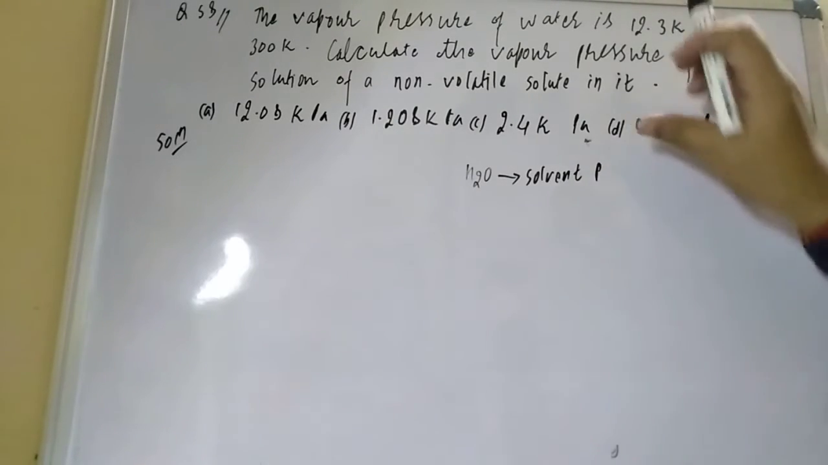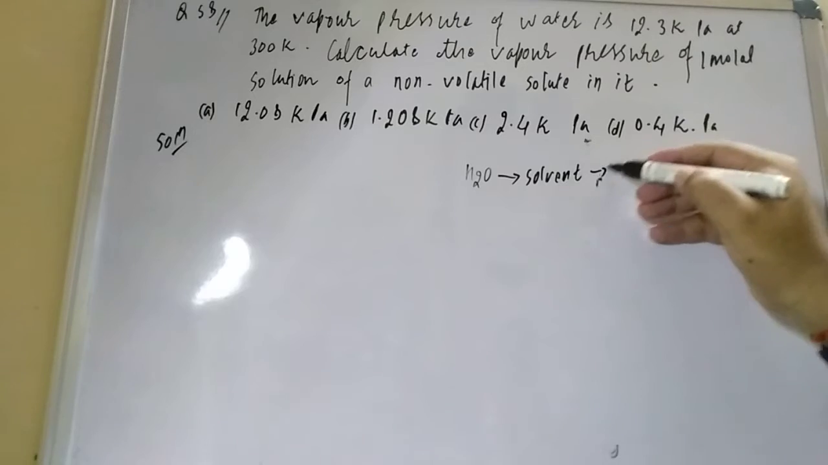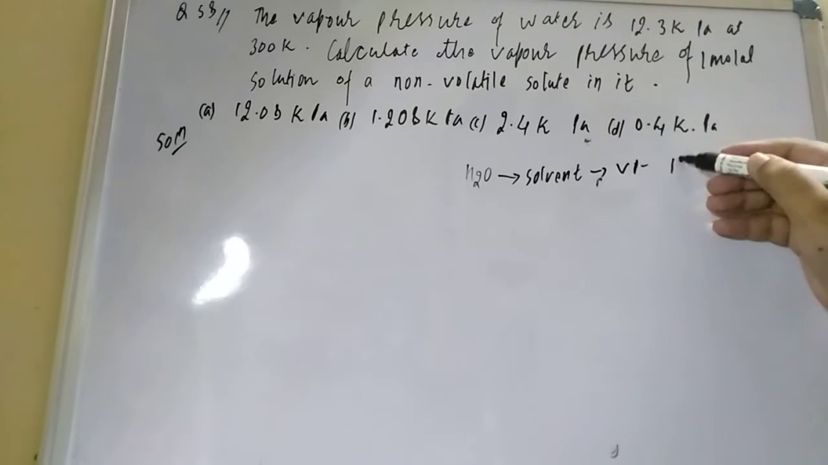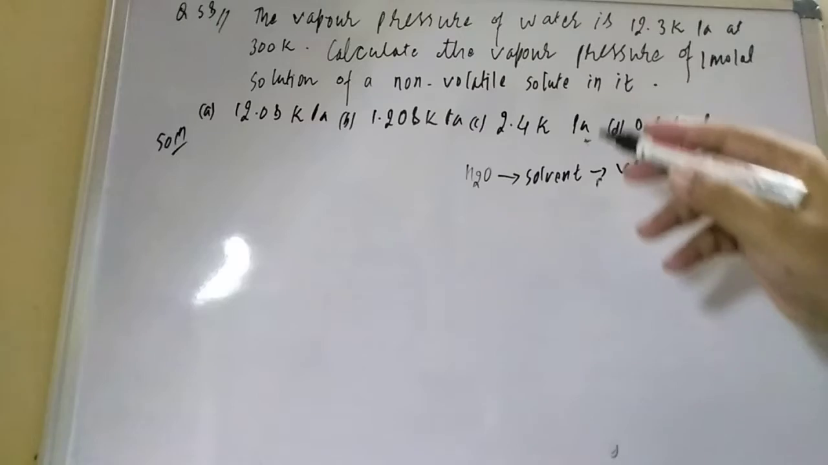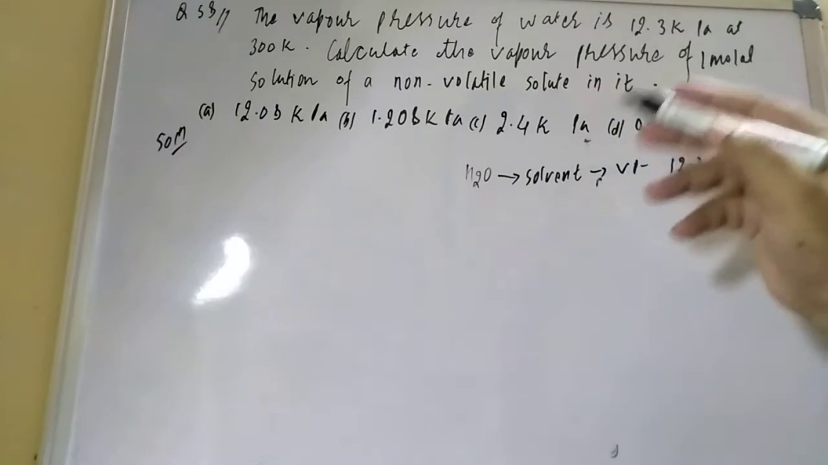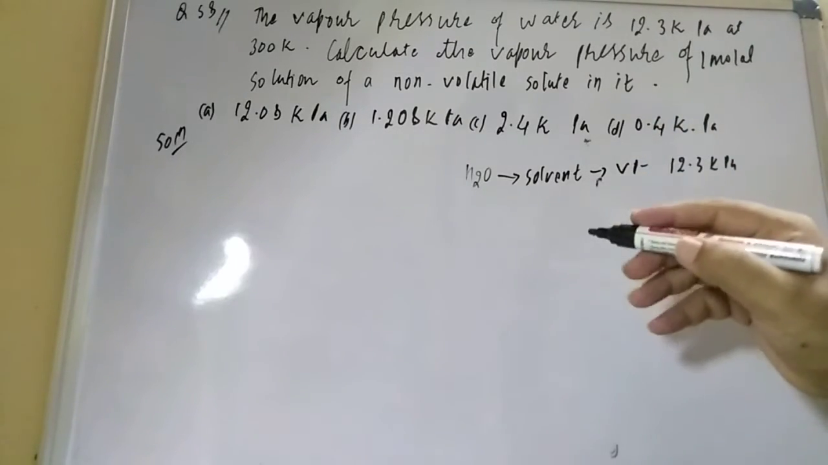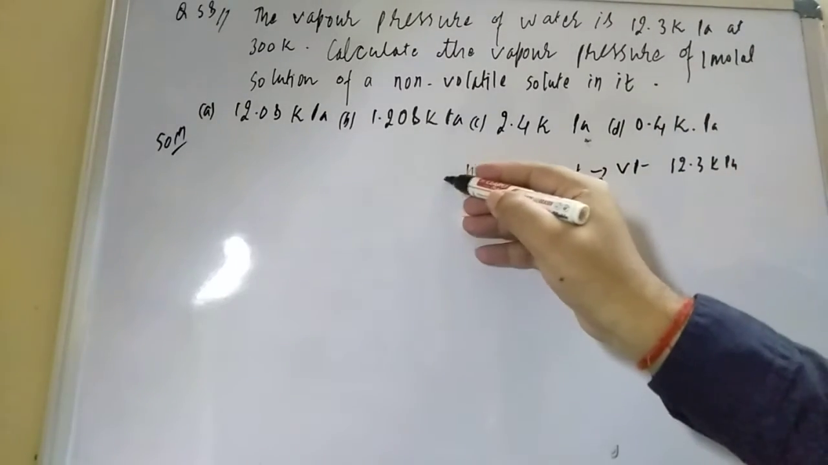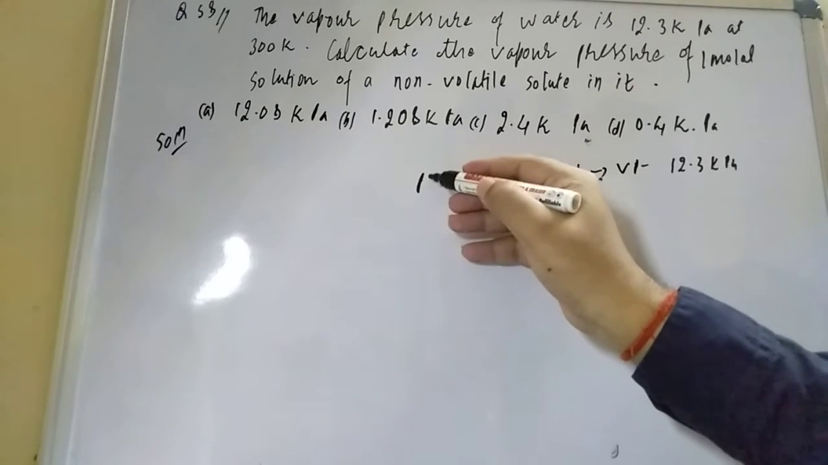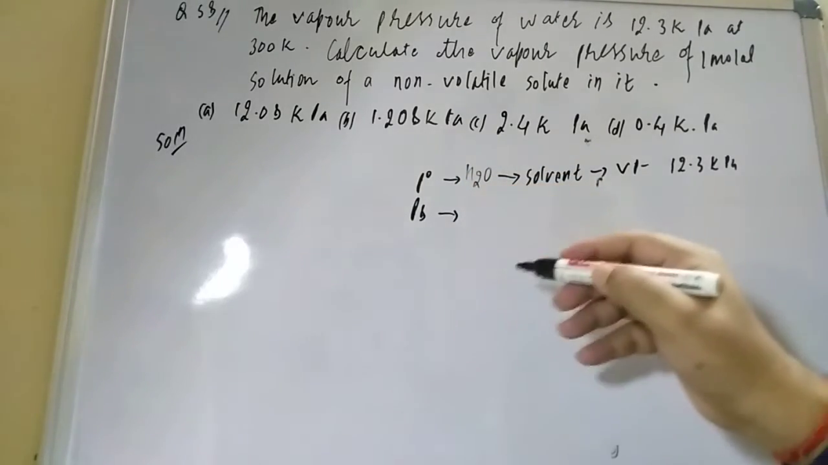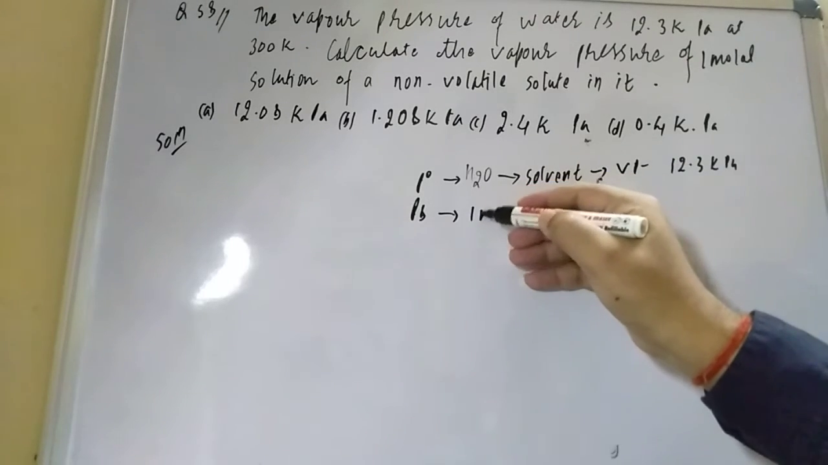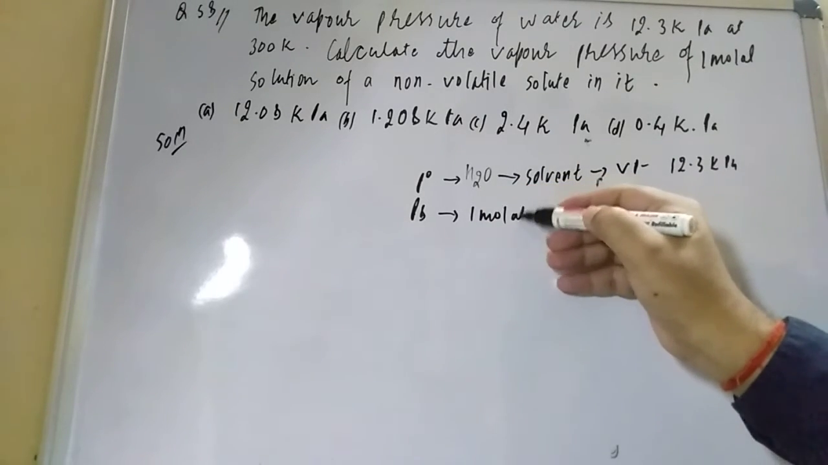So for the solvent, you directly write the vapor pressure, P naught. How much is given? 12.3 kilopascal at 300 Kelvin. Calculate the vapor pressure of a 1 molar solution. So PS they are asking. And when PS they are asking for a 1 molar solution.